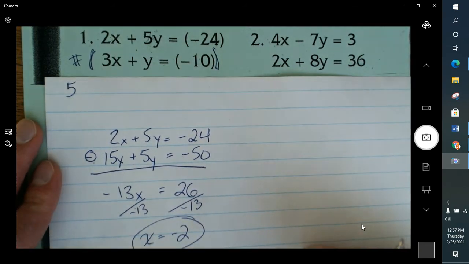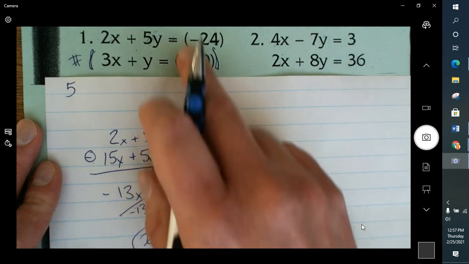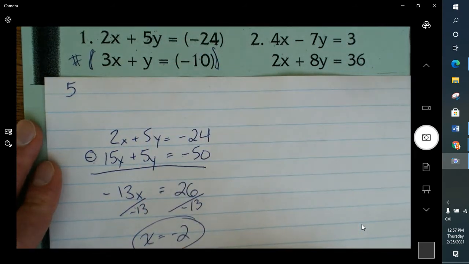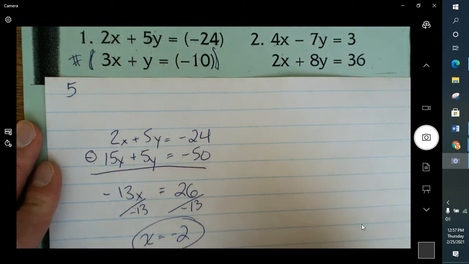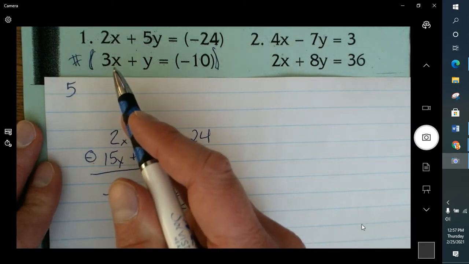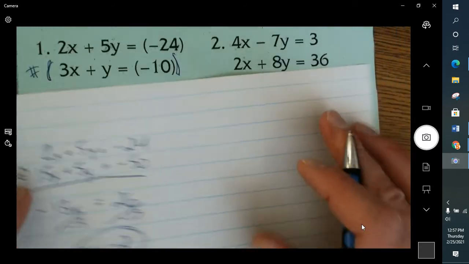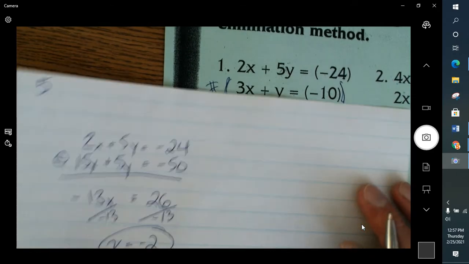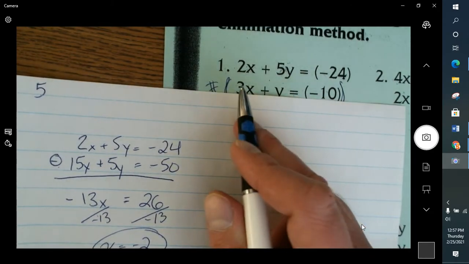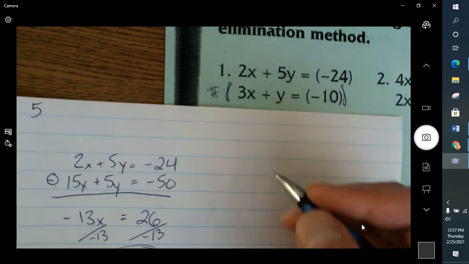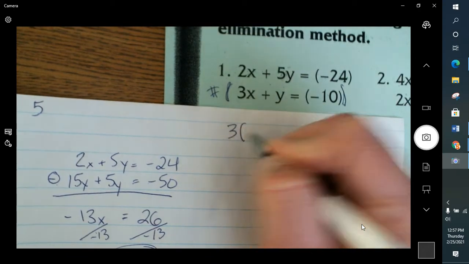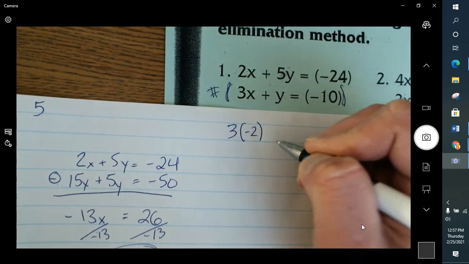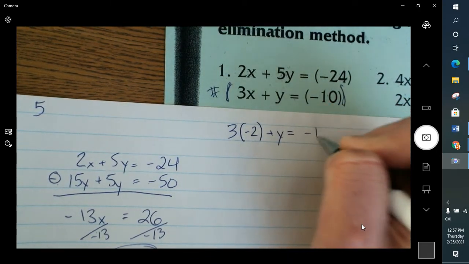Once we get that business, we got to go back and plug this answer into one of our original equations. I'm going to choose the one that is simpler to work with, the one on the bottom. So we're going to put 3. We're just going to rewrite it now. All right. So we're going to write it 3, but instead of x, I'm going to be replacing with that negative 2. So 3, open parenthesis, negative 2, close parenthesis, plus y equals negative 10.